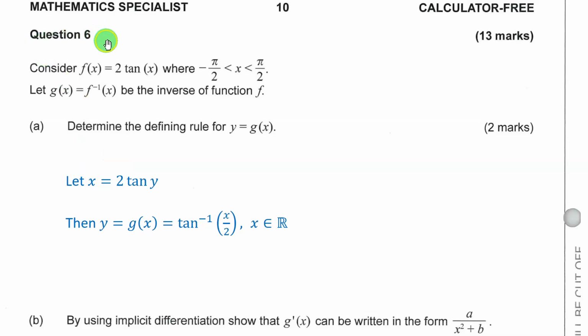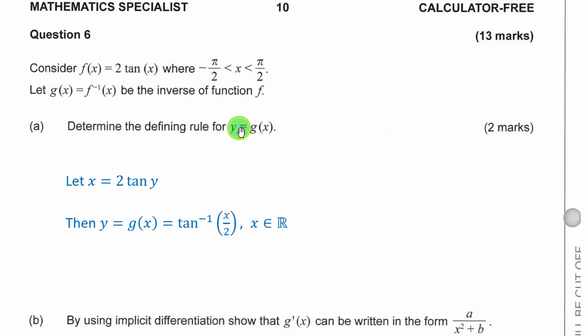So question 6, and we're given a function f of x is 2 tan x over the domain negative pi by 2 to pi by 2. We're told that g of x is the inverse of f, and then we're asked to define the rule for y is g of x. So a lot going on here. I think the examiners would probably have been better off leaving this second line till part B, where we actually sort of get involved with g of x.